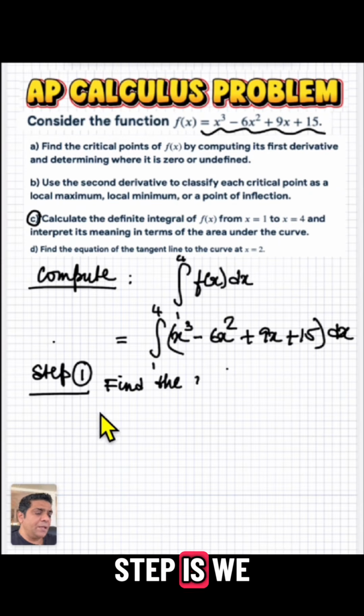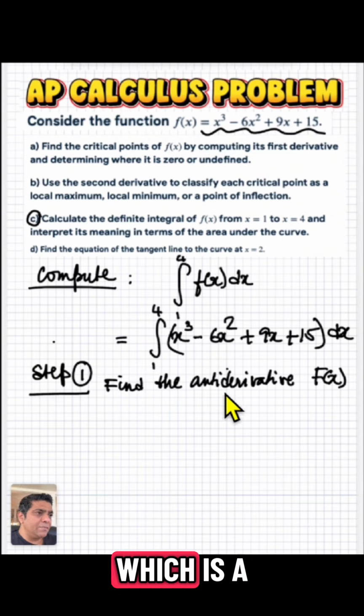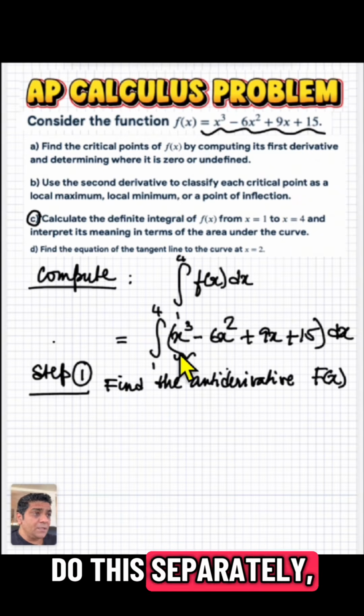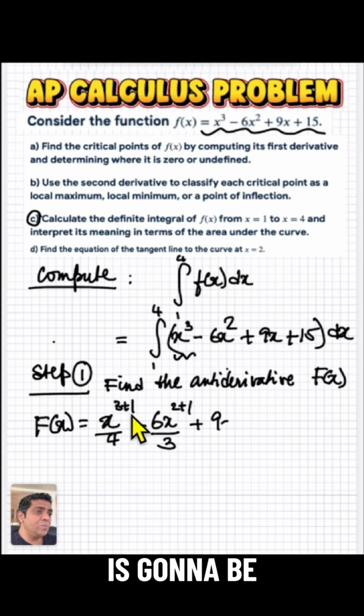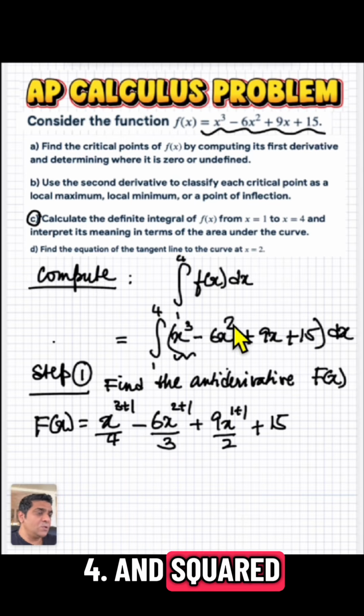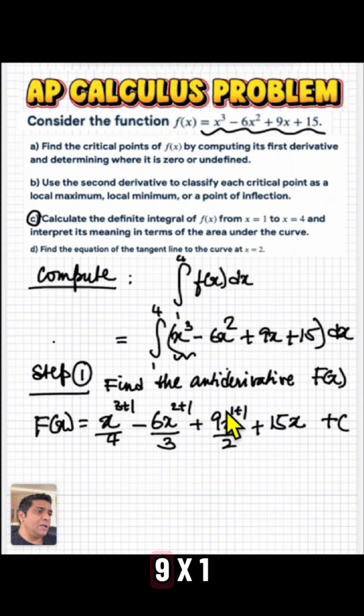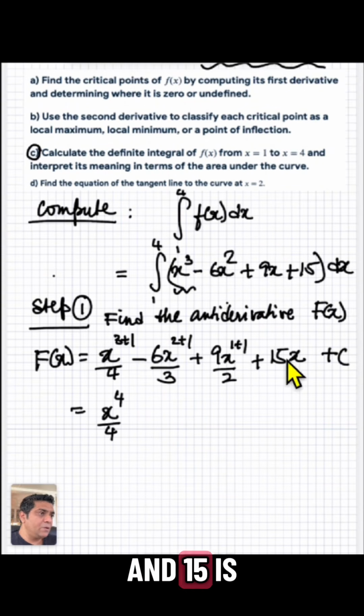So the first step is we're going to find what's called the antiderivative, which is the capital F of x. You can do this separately, but I'm going to show you all together. First, x cubed is going to be 3 plus 1, 4, divided by 4. When it's x squared, it's going to be plus 1, divided by 3. 9x, 1 plus 1, x squared divided by 2, and 15 is just going to be 15x.